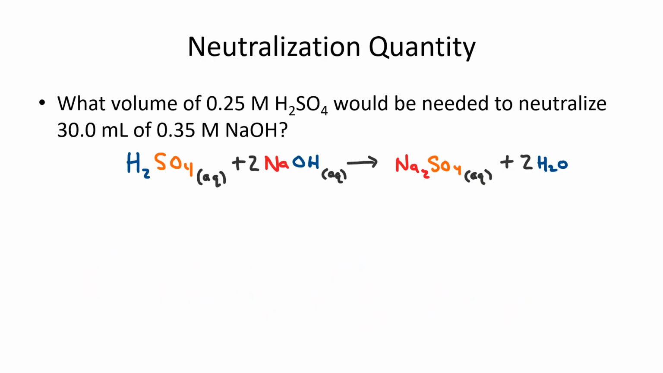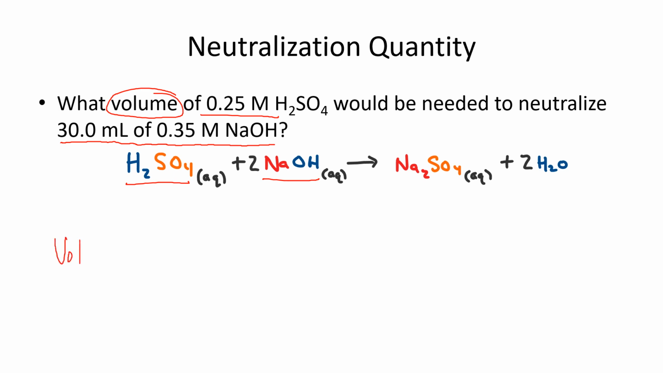So stoichiometry can be used to work out the quantities involved in a neutralization reaction. And you can do it just the same way that you would any other stoichiometry problem. You're just looking for volumes, and you're going to use your molarities in order to get that. So it's asking what volume of this acid here would be needed to neutralize this volume of this concentration of the base. And so we can do this just normal stoichiometry wise.